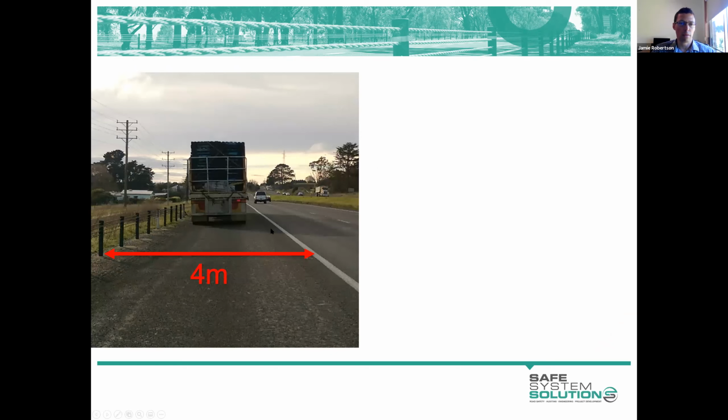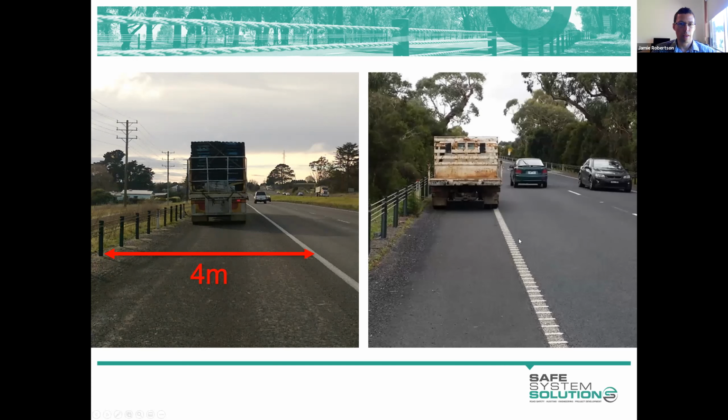There's that 4 metre desirable offset. It provides enough space for that 2.5 metre wide truck to pull over, clear of traffic. The truckie could open the door if he needed to. So that's good. Here we've got an offset in the order of 2.5 metres, I'd suggest.